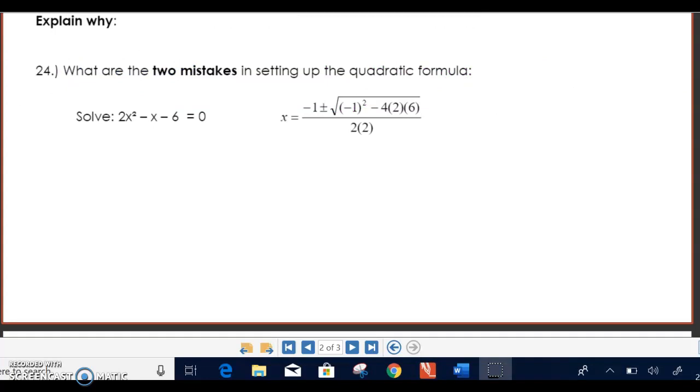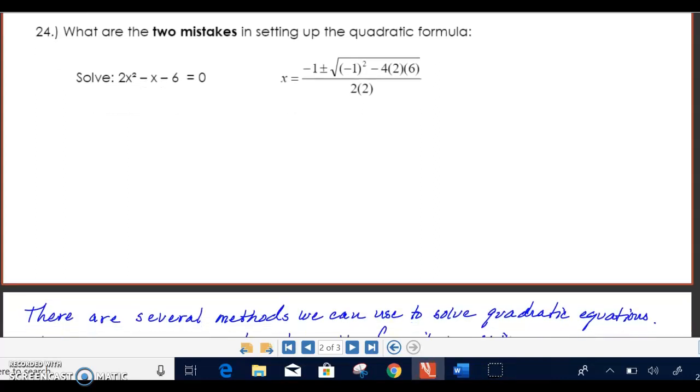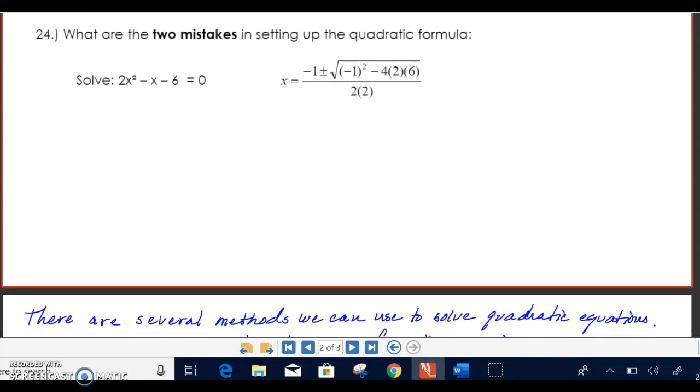We just worked some problems using the quadratic formula, so I want to go down to this problem number 24 to explain to you some common mistakes when using the quadratic formula. Remember, you can use the quadratic when your problem is set equal to 0, and this one is. Hooray! Then we have to grab the values of a, b, and c.